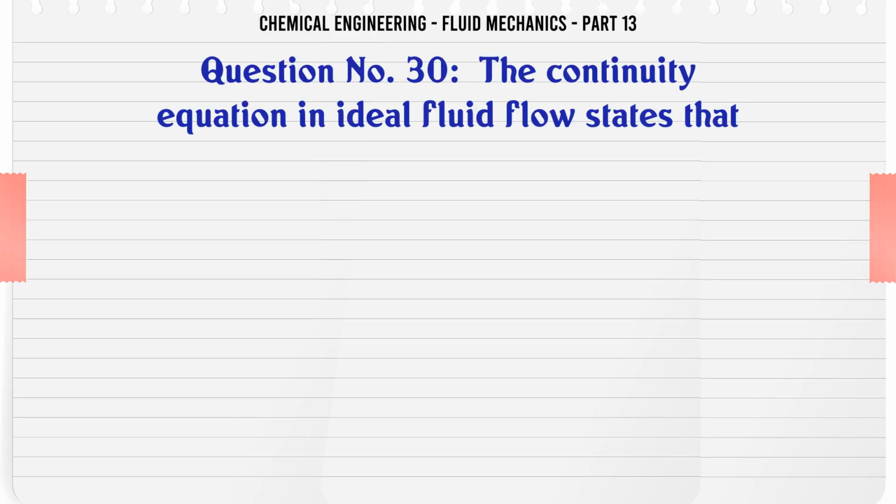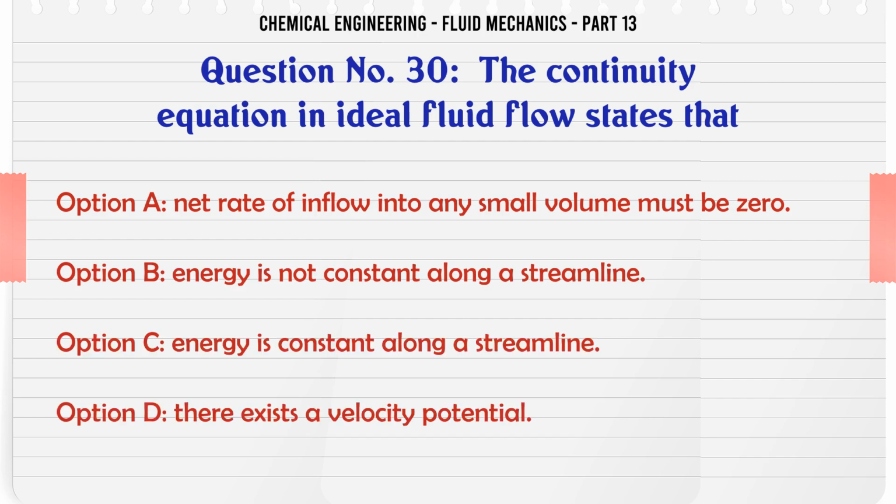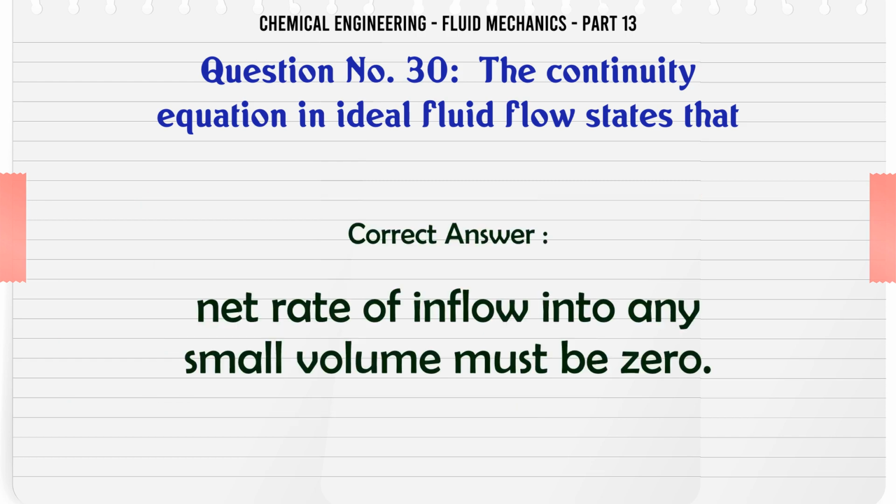The continuity equation in ideal fluid flow states that A. Net rate of inflow into any small volume must be zero. B. Energy is not constant along a streamline. C. Energy is constant along a streamline. D. There exists a velocity potential. The correct answer is net rate of inflow into any small volume must be zero.